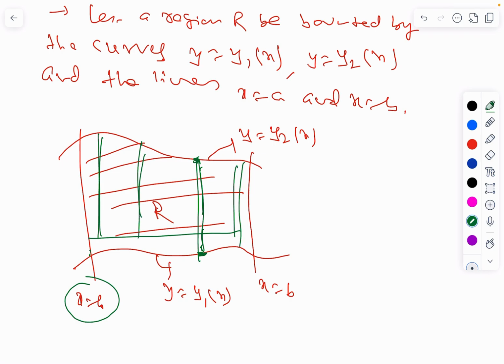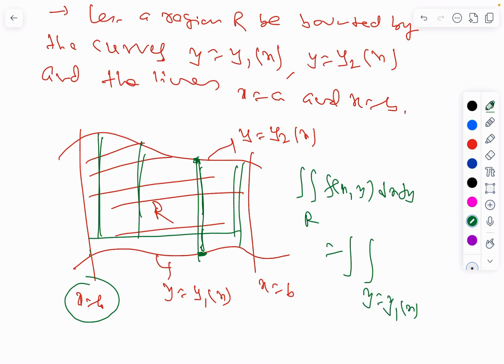So we have the integration like this. The double integration over R of f(x,y) is the integral from x equal to a to b, of the integral from y equal to y1(x) to y equal to y2(x), of f(x,y) dy, and then dx.